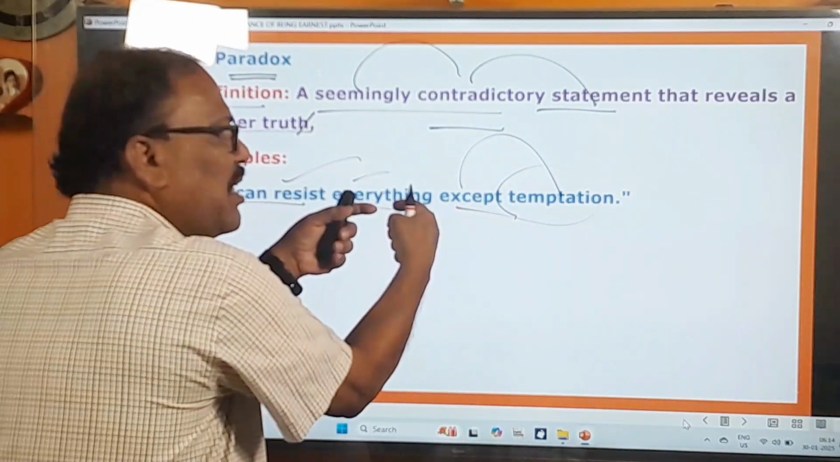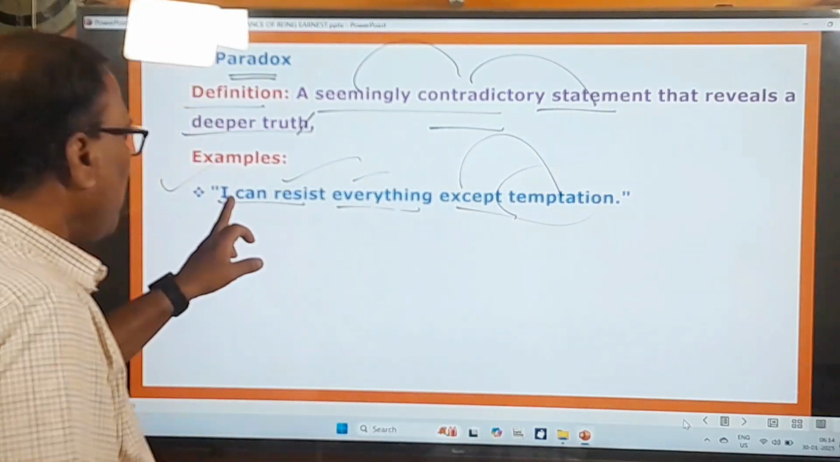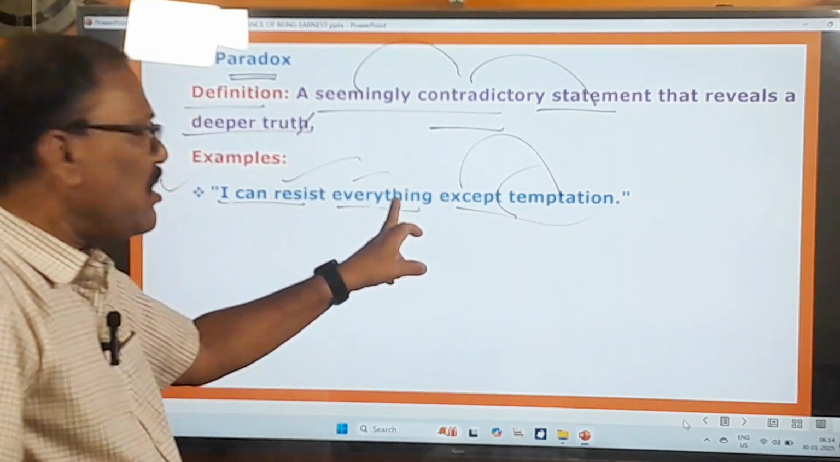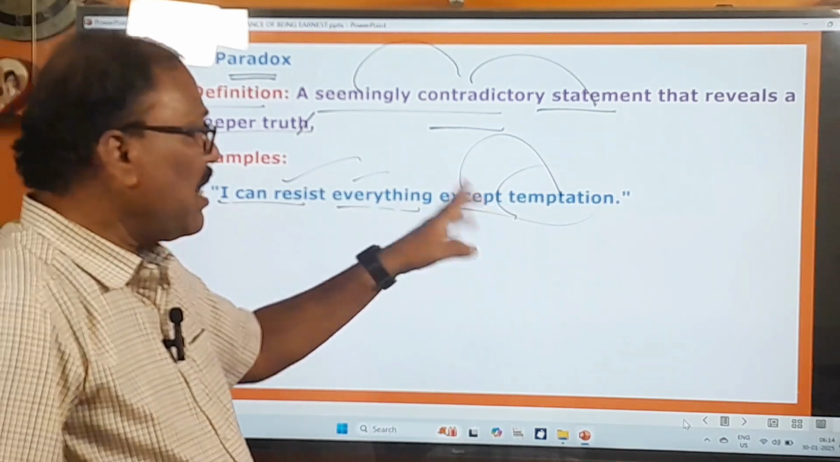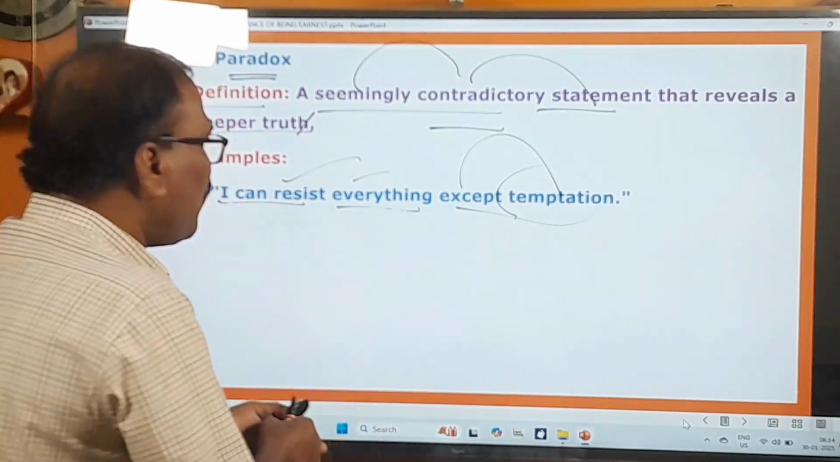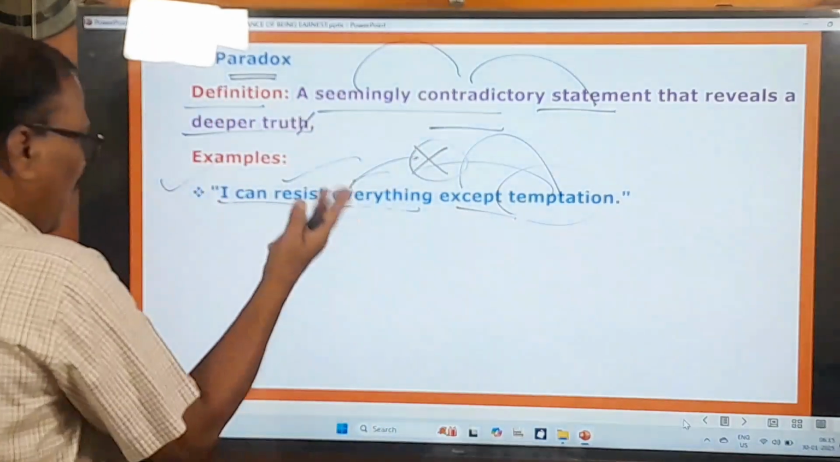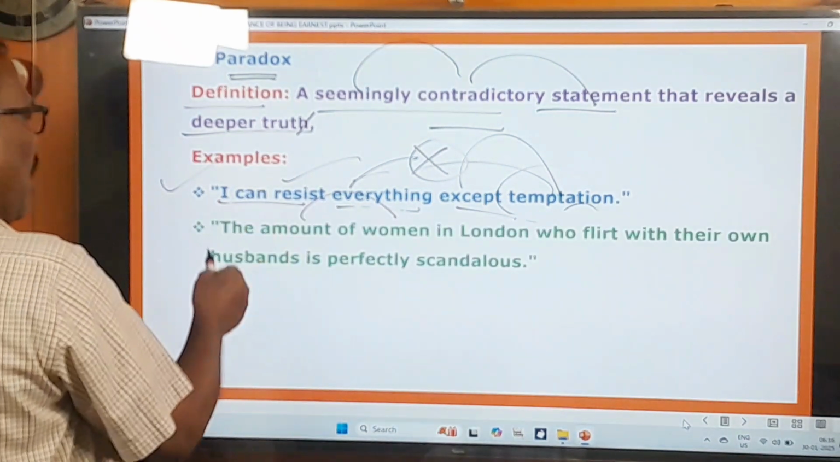It's a contradictory statement. He says, I can resist everything. When you say everything, temptation will also come into this. But again, he says, except temptation. So therefore, this is contradictory. It's a contradictory statement, right? Very beautiful. And the second example is given here.